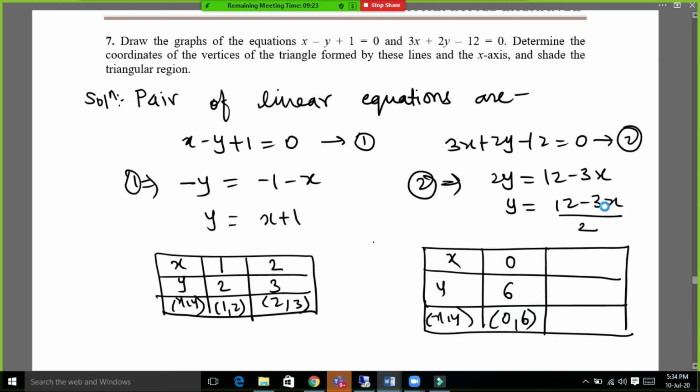Second we consider x as 2. So 3 twos are 6, 12 minus 6 is 6, and 6 by 2 is 3. So this is another point. Now represent this on the graph paper.